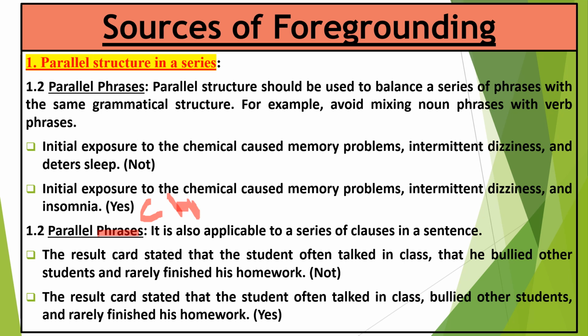Parallel clauses: the result card stated that the student often talked in class, that he bullied other students and rarely finished his work. The result card stated that the student often talked in class, bullied other students and rarely finished his work. If you just see, if we have used that over here, we need to use it over here as well. But in this sentence, we have used the complementizer only at the start and haven't used it afterwards. That is why it is called a sentence with parallel clauses. Because we have not used that, and that, and that again. If the other structure were to be fine, then we would have to use that over here as well.